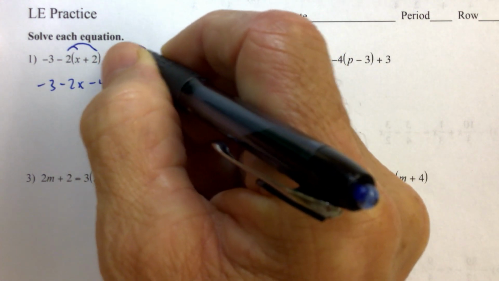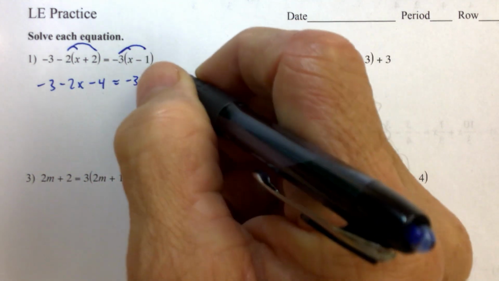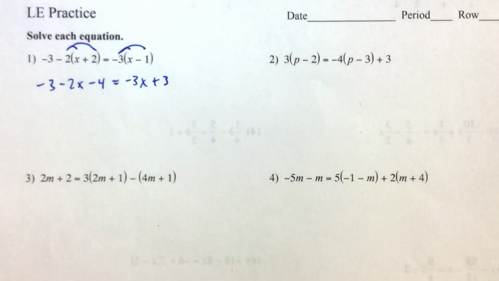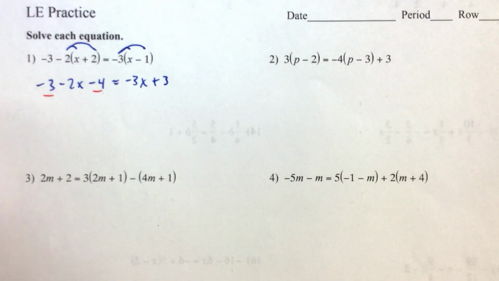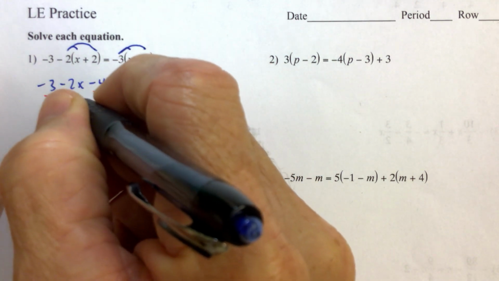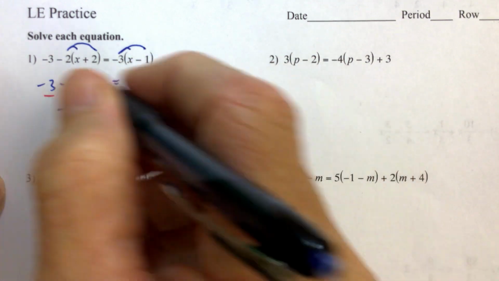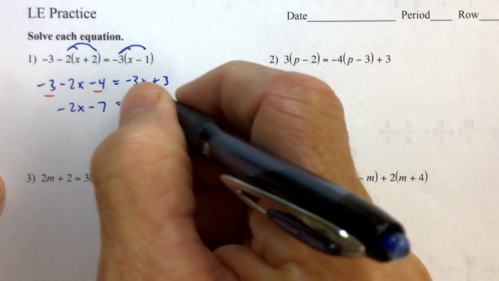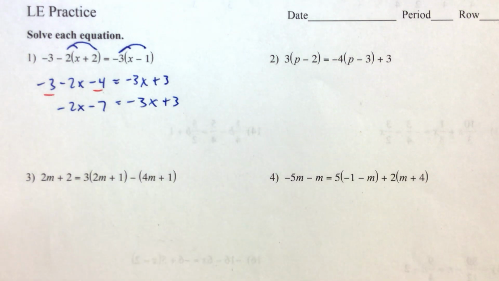And over here we have negative 3 times x, negative 3x. Negative 3 times negative 1 is a positive 3. So simplifying both sides means that after we get rid of the parentheses, we're going to try to combine like terms, which we can here. The negative 2x doesn't have any other like terms to combine with, and the negative 3 and the negative 4 gives us negative 7. So we've got both sides simplified.